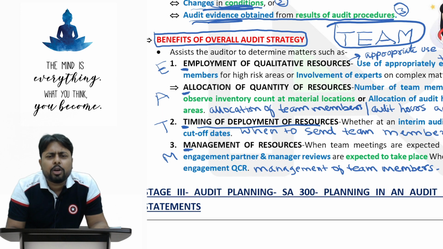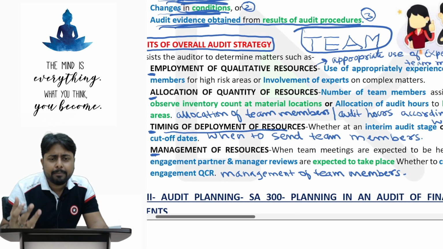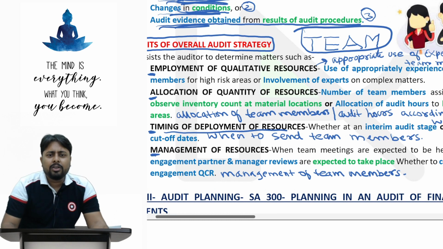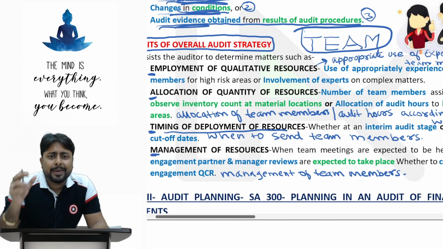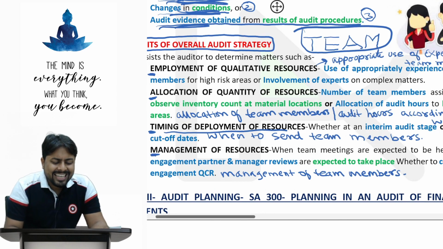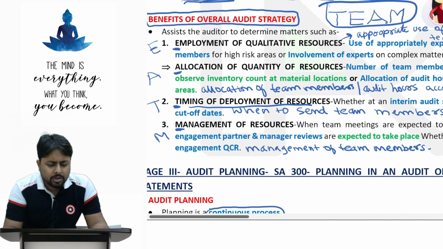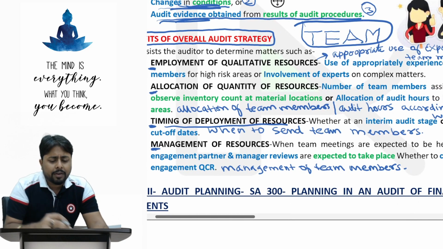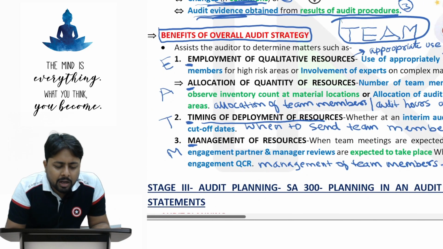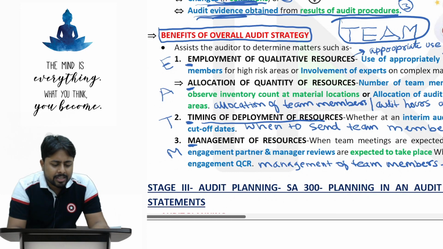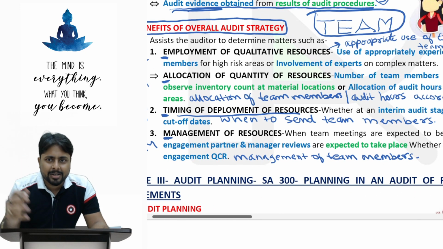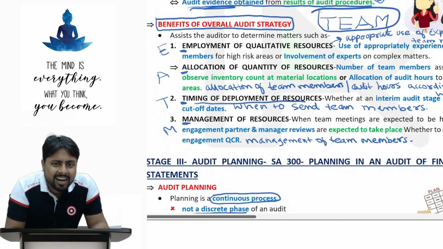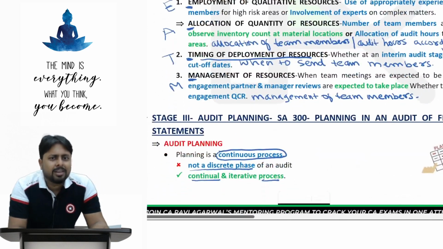E is employment of qualitative resources, appropriate use of experienced team members. I know you have experienced team members, but don't you think you should use them appropriately? So TEAM: T is timing of deployment of resources, when to send which team member. E is employment of qualitative resources. A is allocation of quantity resources, so here you allocate your team members. M is management of resources. Don't you think you should know how to manage the resources? So this is the benefit of audit strategy: TEAM.